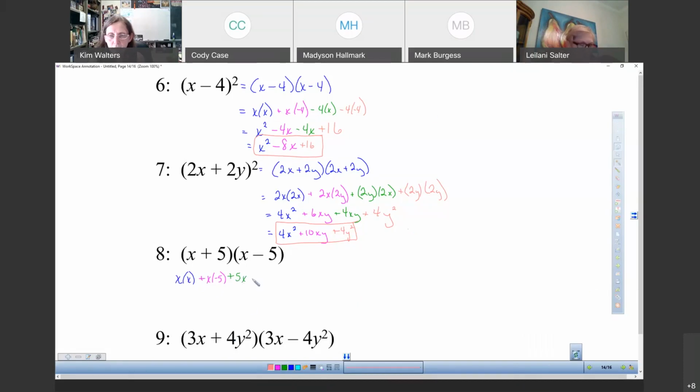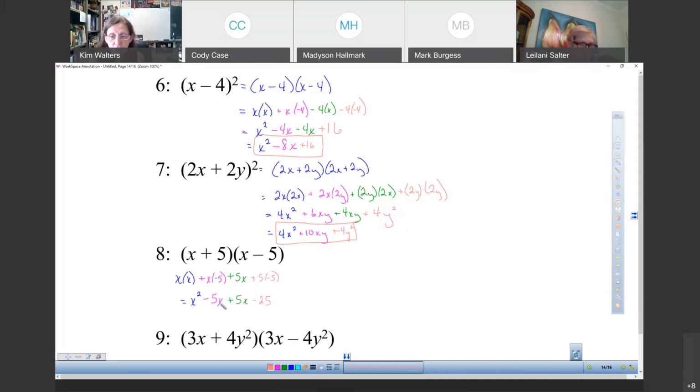And then my outside terms, my last terms, is going to be plus 5 times -5. Now I did this in this particular order so you can really see what's happening here. This is going to be x squared. This is going to be minus 5x, and then I have plus 5x, and then I'm going to have minus 25. Well, look what happens.